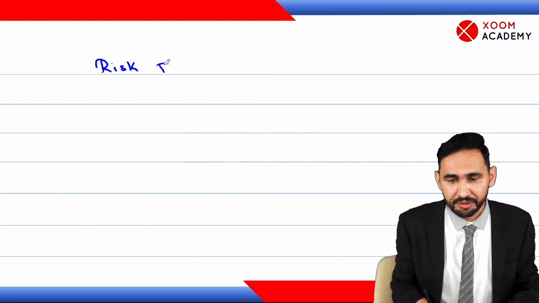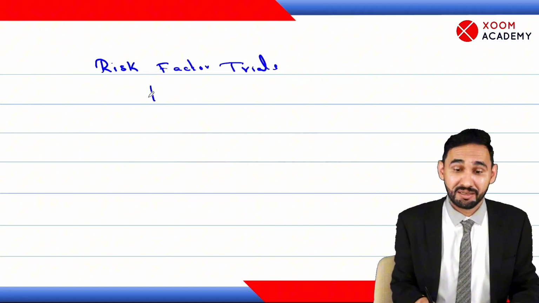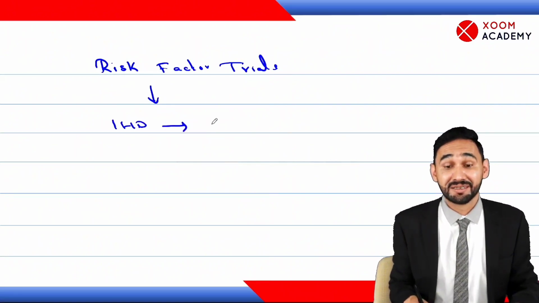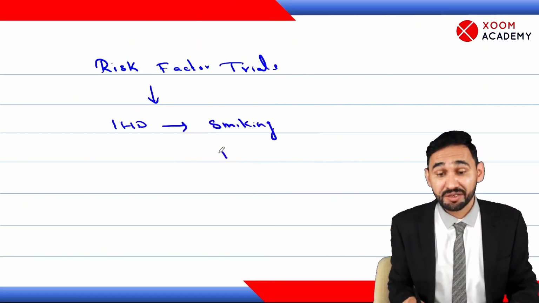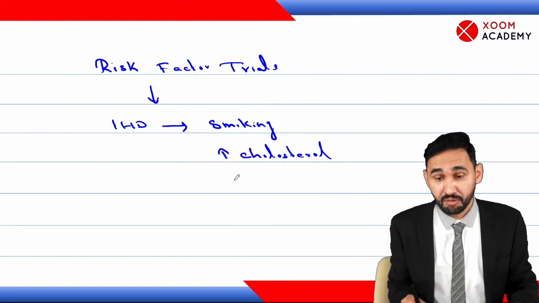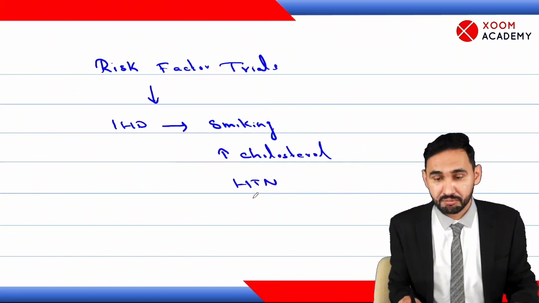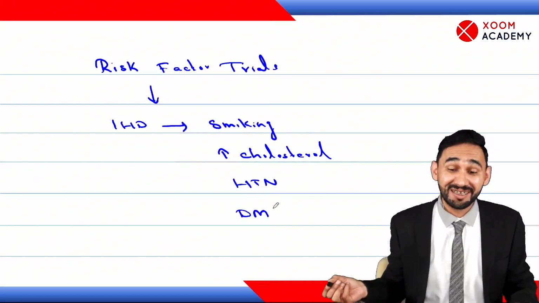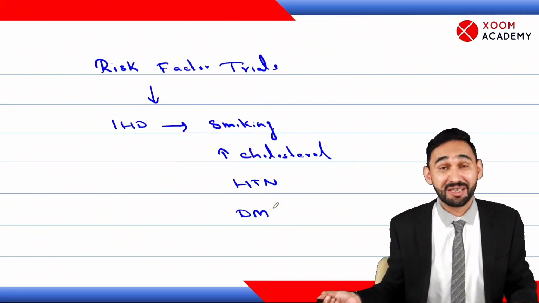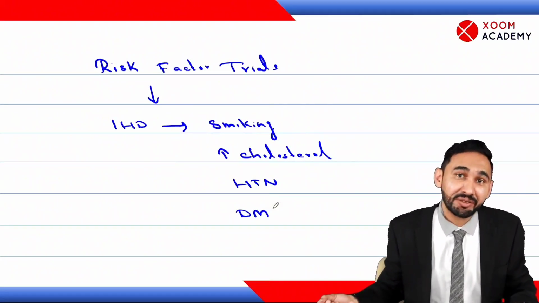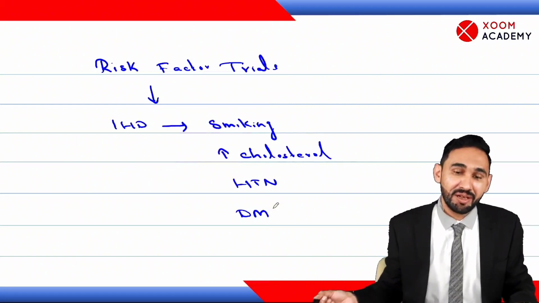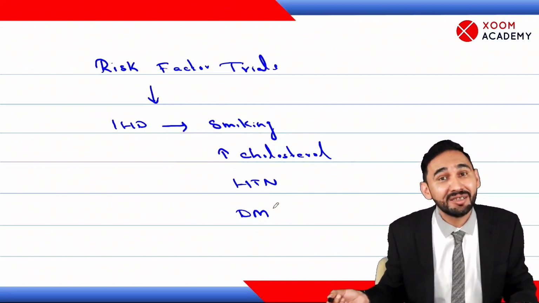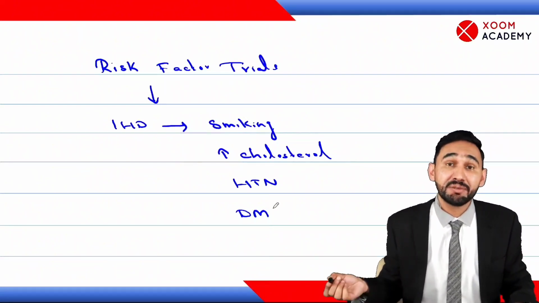What are the risk factors which cause the disease? Like, we know that ischemic heart disease has certain risk factors like smoking, high cholesterol, hypertension, diabetes. All these can cause ischemic heart disease. We can do trials on smokers, high cholesterol patients, hypertensives, and diabetics to see whether they are major risk factors of ischemic heart disease or not. And studies have proved that all these are major risk factors of ischemic heart disease.